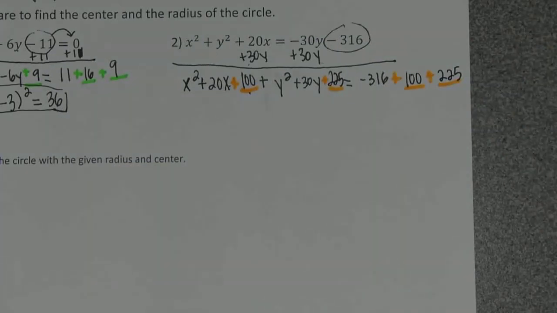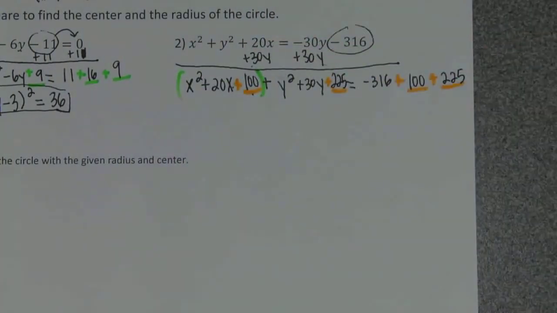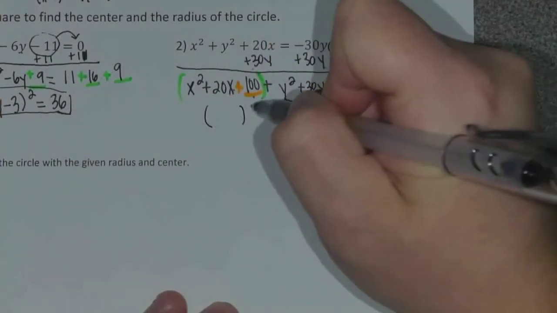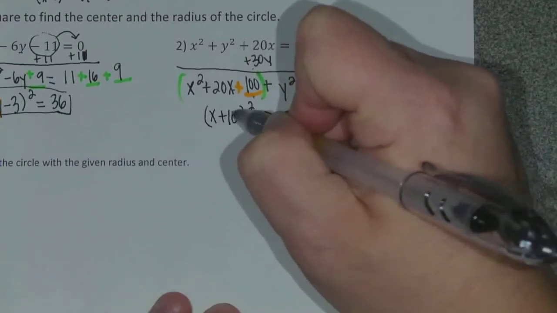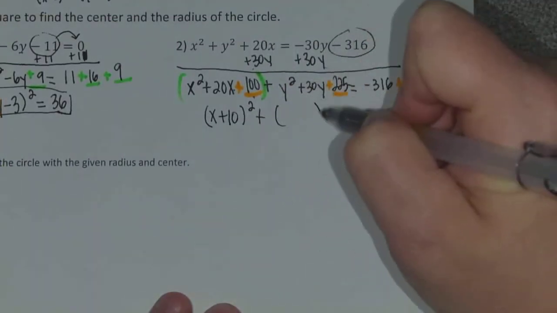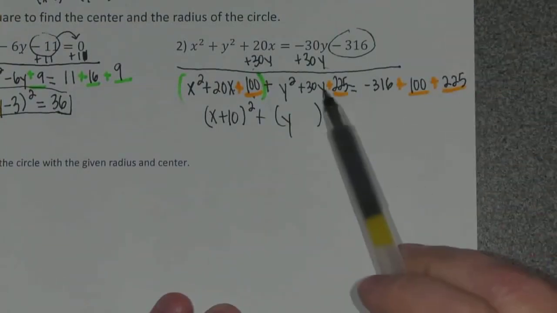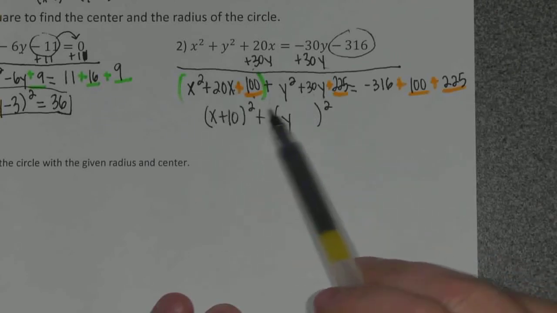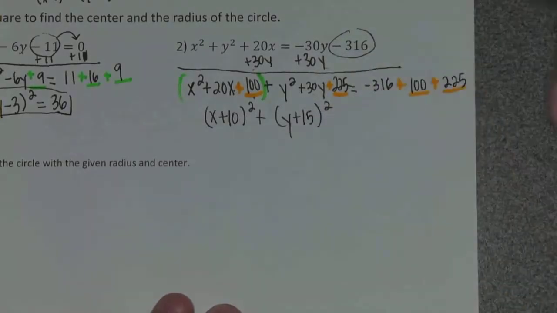Okay, now I'm going to look at these and I'm going to factor those first three together. What does that perfect square trinomial factor to be? X plus 10, very nice. And what do my y's factor to be? A hint from Mrs. Clark, it always factors to half that middle number. Do you see how half of that was 10? So half of this would be 15, so plus 15 squared.